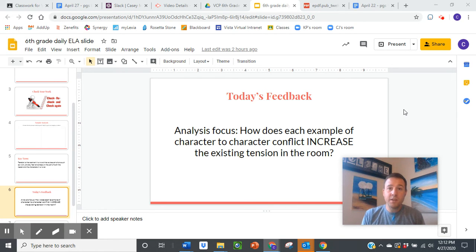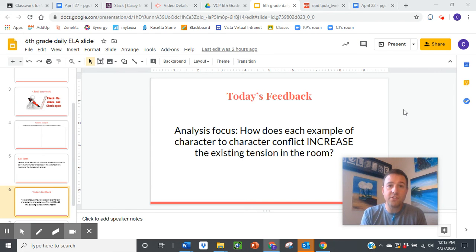We're going to keep reading, and I want you to focus on character-to-character conflict. When you see a character do something that is likely to make an already tense situation even more tense, all right, by increasing the tension or the conflict, ask yourself, how does this example increase the existing tension in the room? Right? How does it make a tense situation even worse? And today you're going to focus on character-to-character conflict. There were lots of examples on Friday about the outside things that made things more tense, you know, a juror having his mind on something else, the heat in the room. Today, it's really safe for you to focus on just character-to-character conflict.